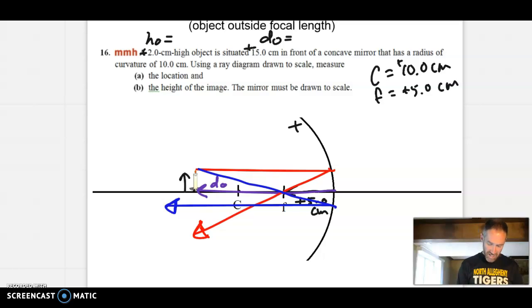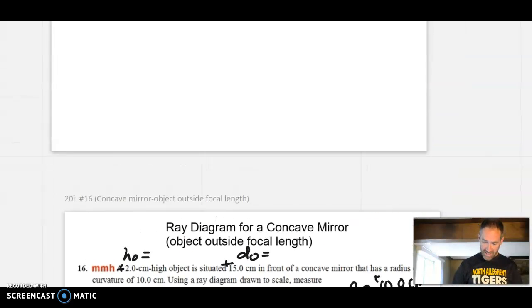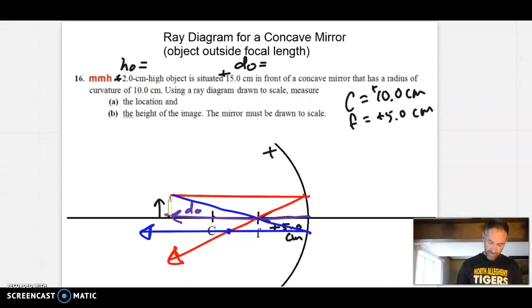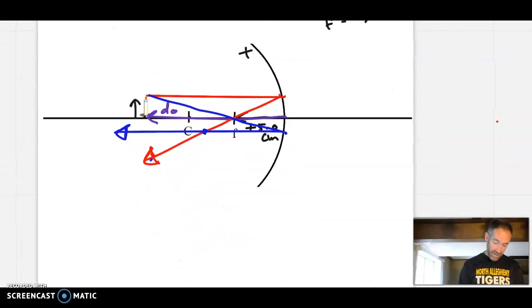So now you can see I have two outgoing rays, but look at the difference this time. For the first time, I actually have the two rays physically crossing, whereas on the last example, let me go back to that. See the outgoing rays? They were never going to cross. Here, they're never going to cross again, but they are crossing right there at that spot. That's a big difference. That's going to say I'm going to get a real image.